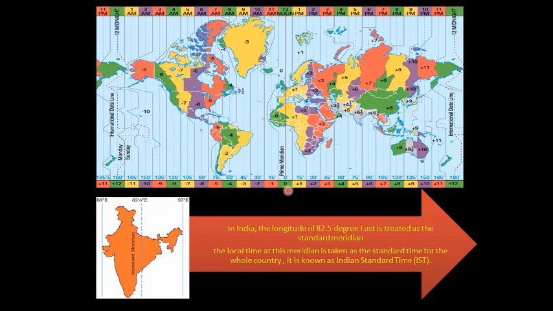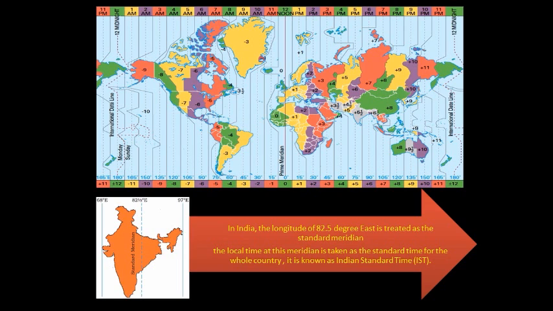From the prime meridian, if we are moving towards the eastern hemisphere, for every 15 degrees there will be an addition of 1 hour, and from the prime meridian, if we are moving towards the western side, for every 15 degrees there will be a reduction of 1 hour. So based upon this, there will be different time zones at different places on the surface of the earth.